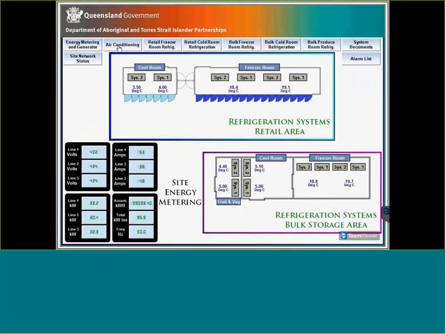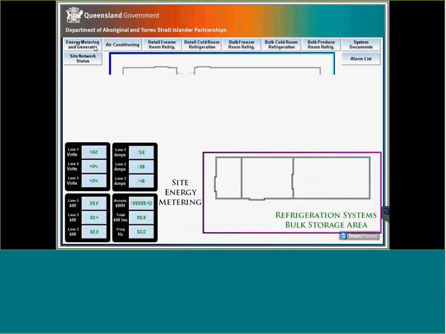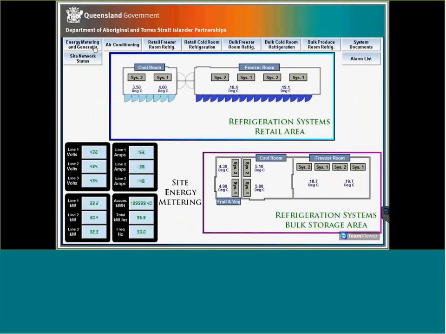The air conditioning overview was more general integration, so the customer from here could see what's running, what's not, if the security's armed, disarmed. We also used a lot of text data links to allow them to change set points. Now we'll move into the bulk freezer system, which essentially stores the stock for the site.